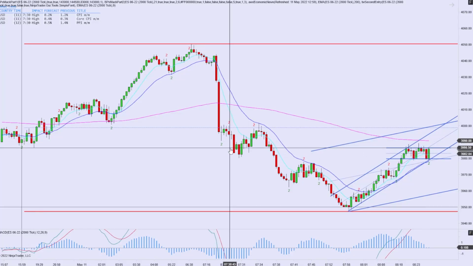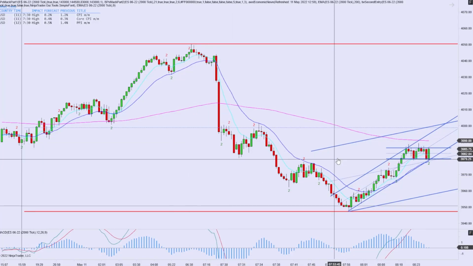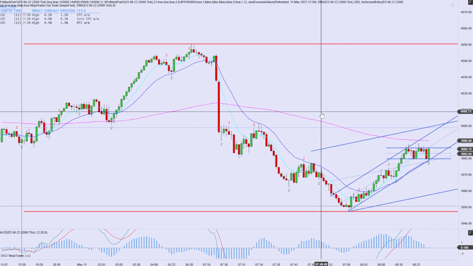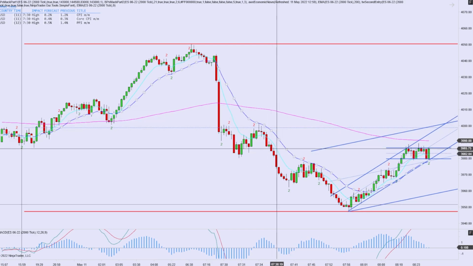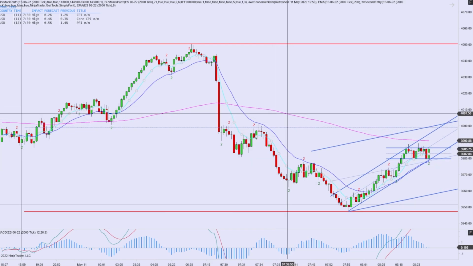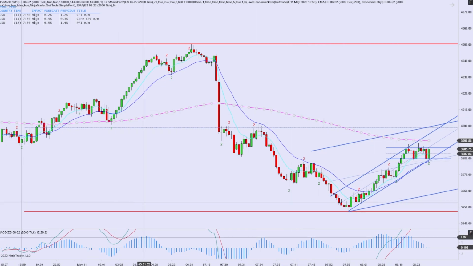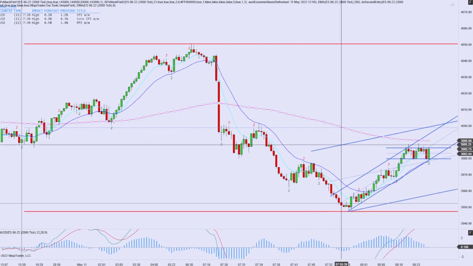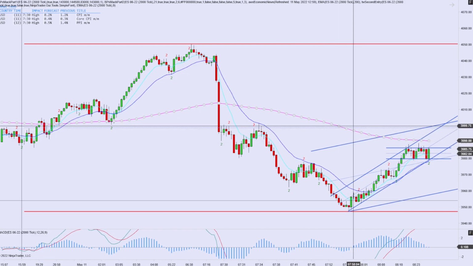Hey, good afternoon. Today is May 11th, 2022. 2000 tick chart for the E-mini S&P 500 futures market. 21 EMA here in blue, 9 EMA here in cyan, and a 200 EMA in magenta here. We have a MACD at the bottom, but we primarily use technical analysis, price action, and overall market context in order to place our trades.